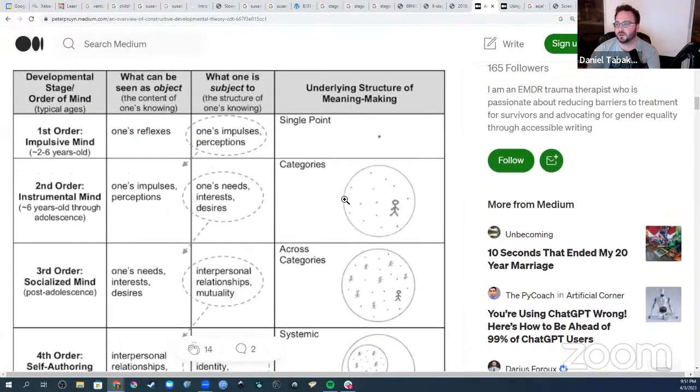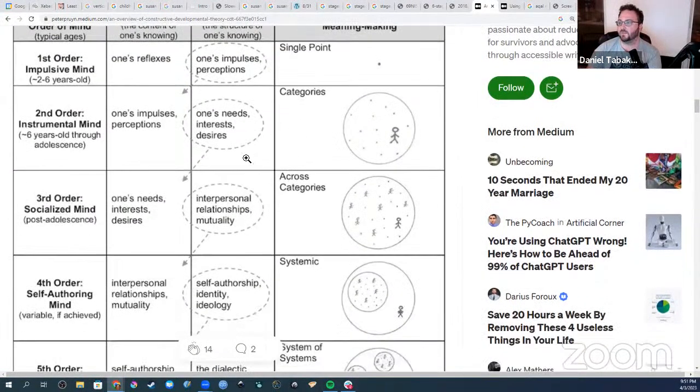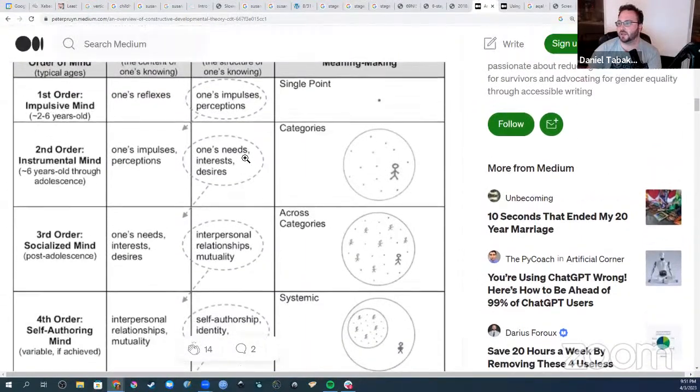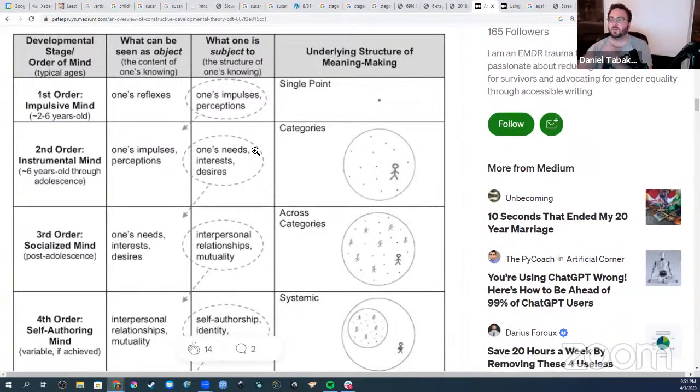Yeah, there are a bunch of different ways to cut this. I like Kegan. I think it's pretty straightforward, and it gets this nice line through the vertical development space. But it's not the be-all and end-all. It's not the only thing going on. So for Kegan, he's got a developmental stage, what can be seen as object and what one is subject to, and the underlying structure of meaning. Let me break that down for you. That's specific to Kegan: the subject-object relationship.